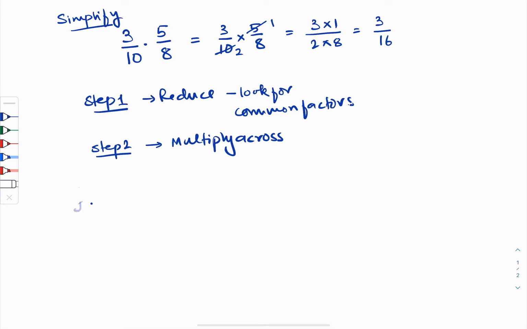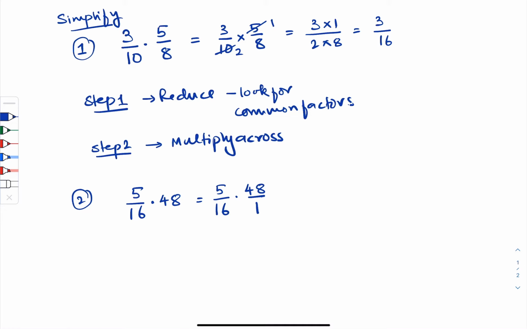Let me just go ahead and use proper numbers out here. That's problem 1. Let's look at problem 2. Problem 2 is going to look a little different. So let's say you have a fraction 5 over 16 times a number 48. As you can see out here, you have a fraction multiplied with a number which does not look like a fraction. So what you want to do is you want to change the 48 into a fraction. And to do that, you just place the 48 over 1. Any number can be made into a fraction by placing it over 1.